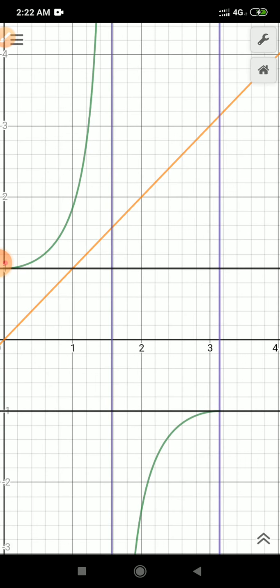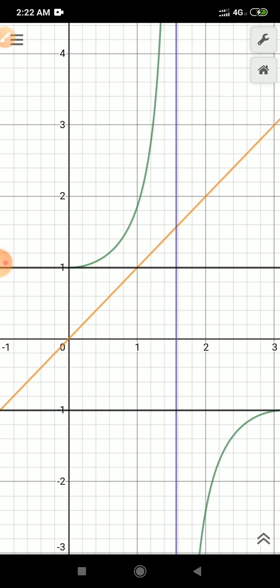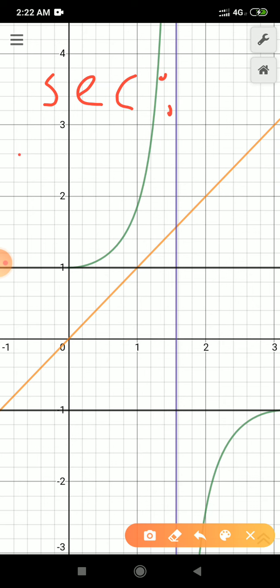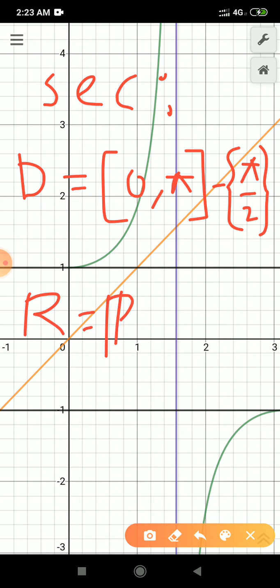So we can say that for the sec function the domain should be 0 to pi excluding pi by 2, and the range should be the whole set of real numbers except -1 to 1. So we can write for sec, the domain should be 0 to pi except pi by 2, and the range should be R difference -1 1. Okay, so it is clear.